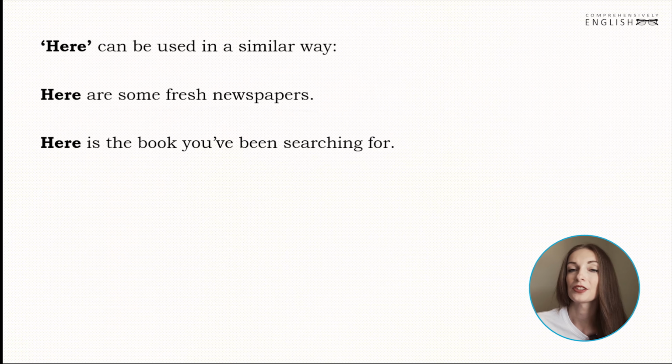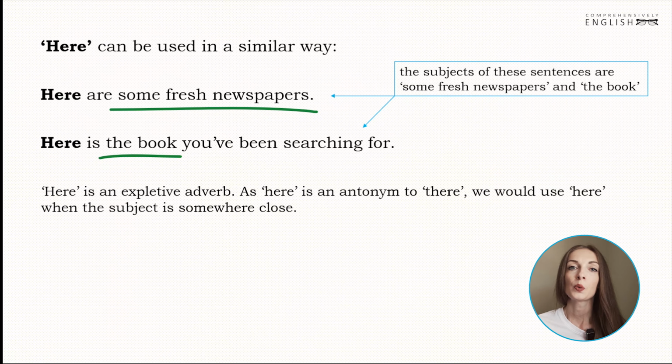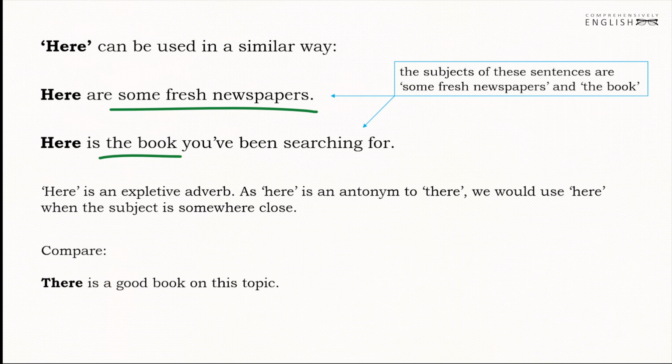Here can be used in a similar way. Here are some fresh newspapers. Here is the book you've been searching for. The subjects of the sentences actually are some fresh newspapers and the book. And here is an expletive adverb. As here is an antonym to there, we can use it when the objects we are speaking about are somewhere near. Let's compare. There is a good book on this topic. Here is the book you've been searching for.